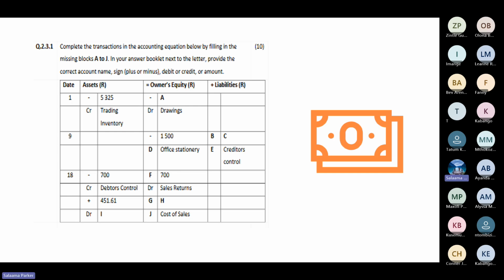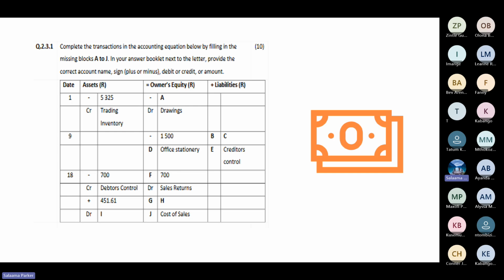It has to be the same amount, because the assets must equal owner's equity plus liability. So here also minus 5325. Here the missing block for B was the sign. You had to say whether it's a plus or a minus. So the little first block is the symbol or sign, minus or plus, and then here you had to give the amount. So for B, here's the double entry. You bought stationery on credit, so it's debit office stationery, credit creditors control.